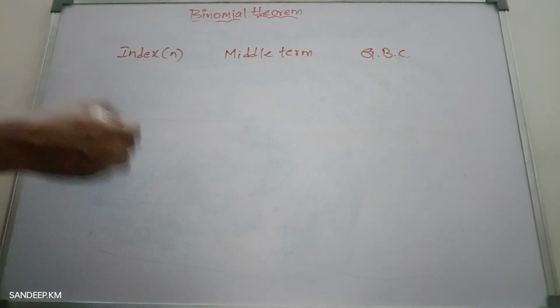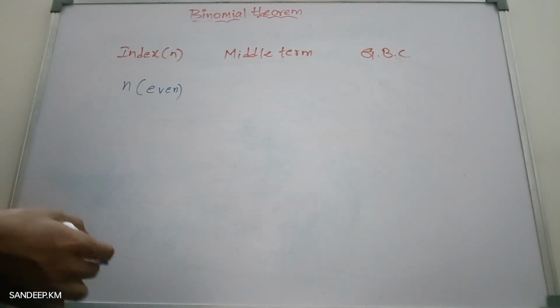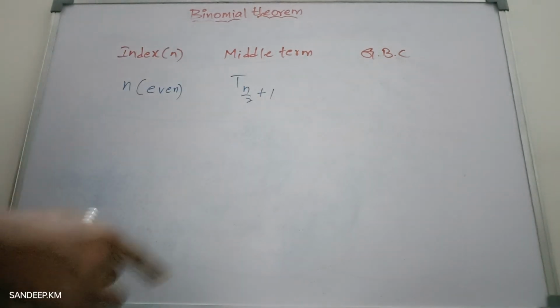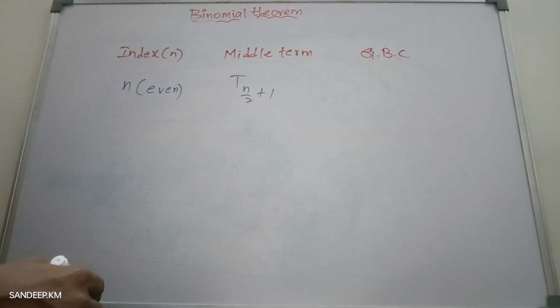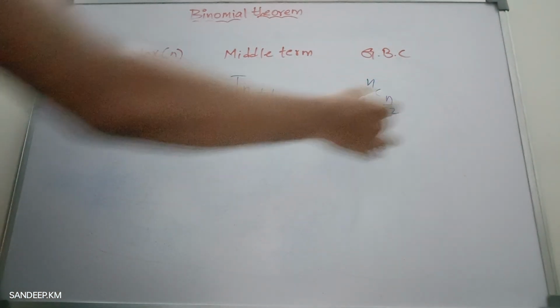So, dear students, if n is an even number, we can say that the middle term is given by T(n/2 + 1), and we have only one middle term. Please observe this. And the greatest binomial coefficient in this case is nC(n/2).